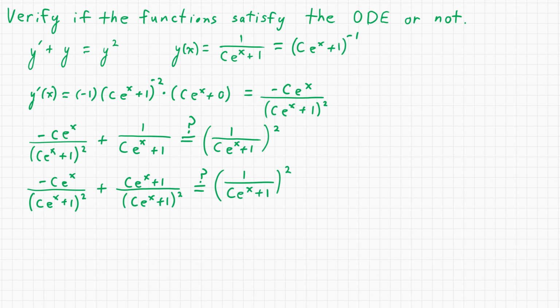Okay, well, I can simplify the left a little bit, so it's looking good. The negative c e to the x plus positive c e to the x cancel, and I have a plus 1 left over, so all I'm left with is 1 over c e to the x plus 1 squared. And yeah, that does fit, right? If I square both the top and the bottom, 1 squared is 1, and I get the bottom squared. So yes, these actually are equal to each other. And so yes, for this differential equation, it's satisfied by this particular solution.